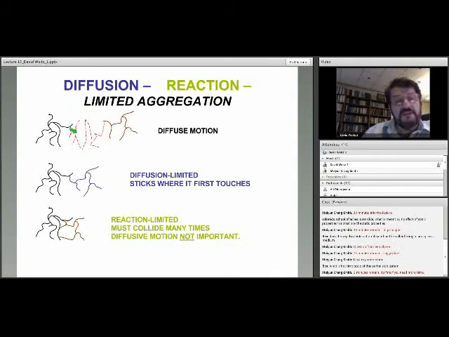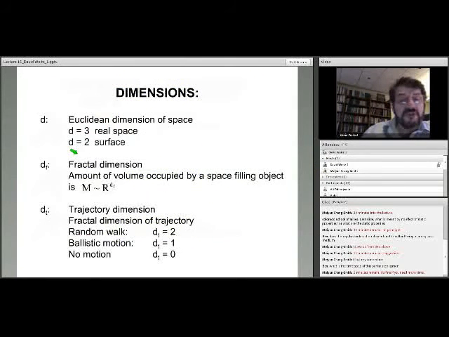You can sort of understand that by understanding a bit of the behavior of this. You have the Euclidean dimension, that's the dimension of space. So we're talking about 3 dimensions, typically. If you were looking on a surface, it would be two dimensions. You have the fractal dimension, which is telling you how tenuous the clusters are themselves. And you have the dimension of the motion.